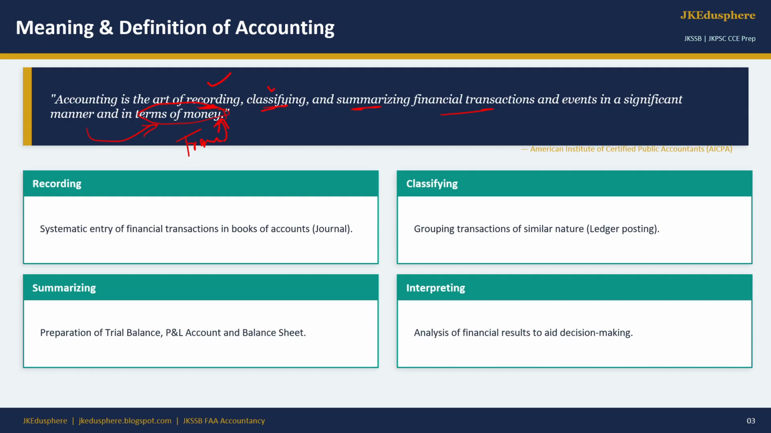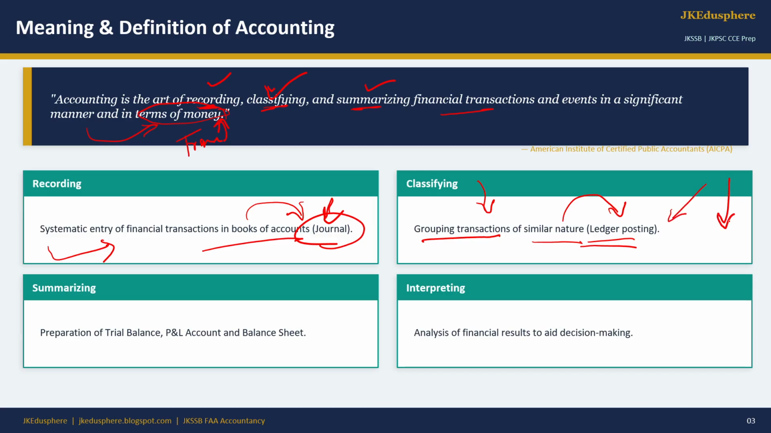All right, the parts of accounting are recording, classifying, summarizing. So what is recording? Recording is the systematic entry of financial transactions in the books of account, and we do it in a journal. We will study it further. For now, just remember systematic entry of financial transactions in books of account as journal. Then grouping transactions of similar nature is known as ledger posting. That way we classify the transactions. We classify various types of transactions, which is incoming transaction, which is outgoing transaction, which is liability and all. We will be doing that in the ledger posting.